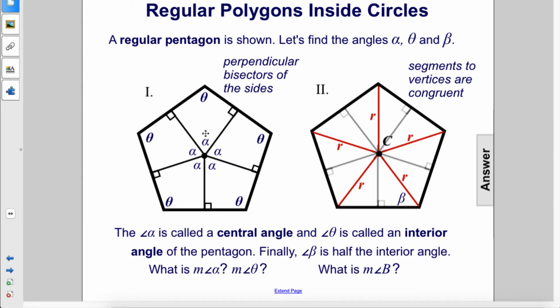The alpha angle is called a central angle, and theta is called an interior angle of the pentagon. Finally, angle beta is half the interior angle. What is the measure of angle alpha, the measure of angle theta, and the measure of angle beta?